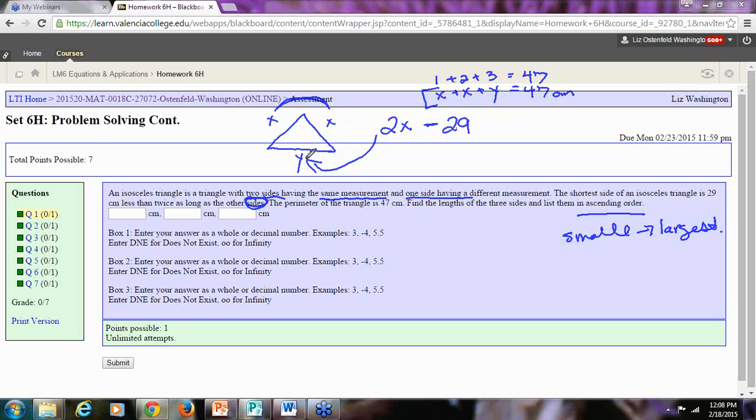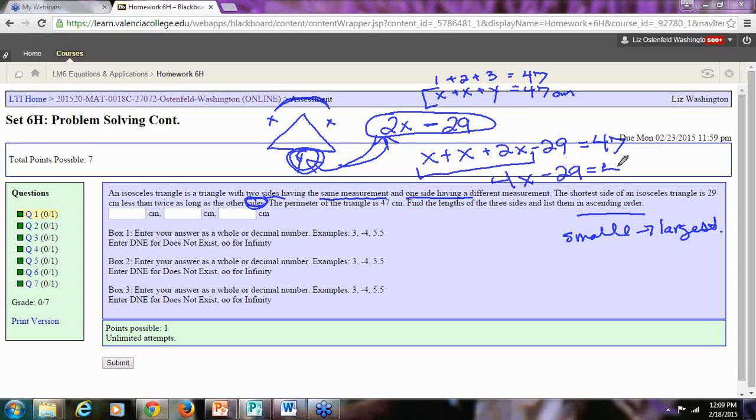But earlier we mentioned that this side is really represented by this expression. So when I write my perimeter, I'm going to write this side plus this side plus this side, which is really this. And it should all equal 47. I'm going to solve that by combining like terms. I have 1, 2, 3, 4 x's minus 29 equals 47. In order to solve this, I need to move this negative 29 to the other side of the equation by doing the opposite. Since it's minus, I'm really going to add this.